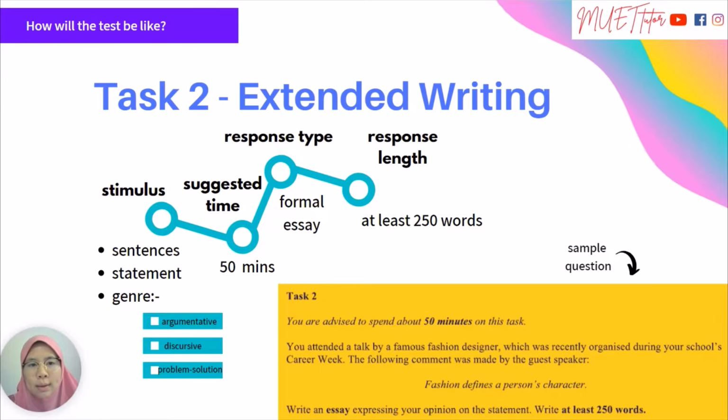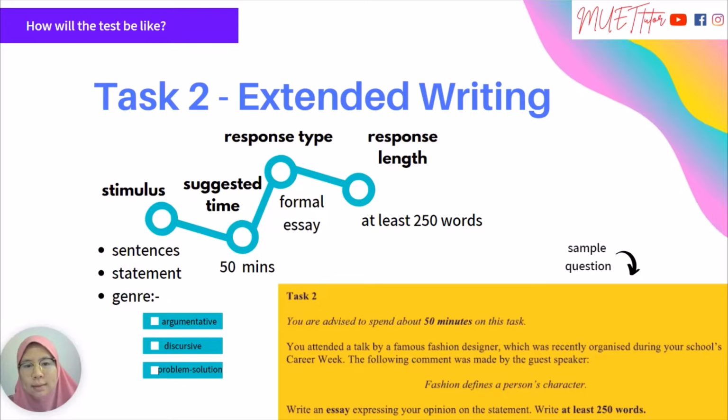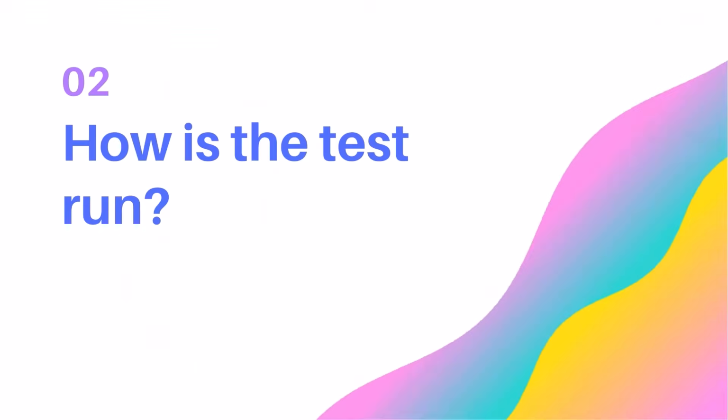In Task 2, extended writing, the question comes in the form of a few sentences and statements that tell you the scenario, and then an idea or problem that you're expected to respond to in your essay. There are 3 genres or essay types that are expected from you. It could either be argumentative, discursive, or problem solution. It will also come in a standard instruction saying you're advised to spend about 50 minutes on this task, and then at the end, write at least 250 words.